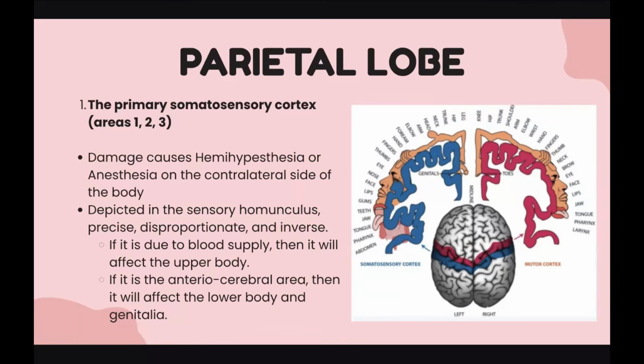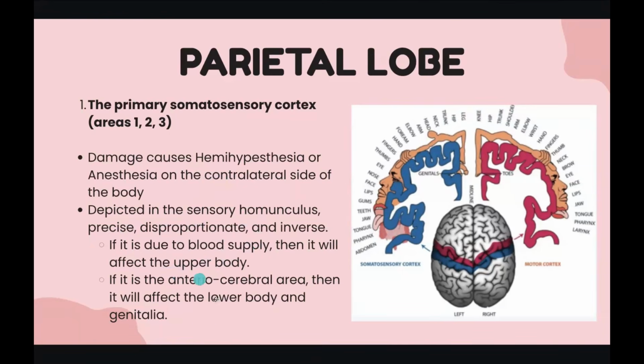And they could also ask you this the other way around. A patient presented to the clinic with signs and symptoms on the right side, where would you expect the lesion or the damage to be? On the left side, all right? So as we talked about the homunculus in the primary motor cortex, regarding the motor part of the homunculus, the primary somatosensory cortex area is also depicted in the sensory homunculus. All right, again it's precise, it's disproportionate, and it's inverse.